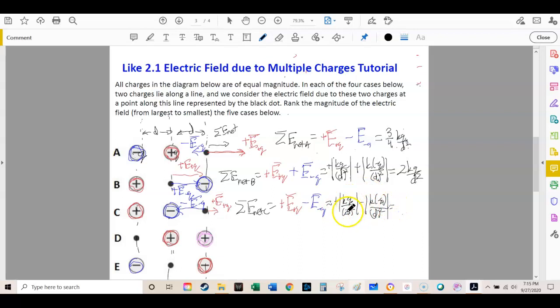And so this is going to turn out to be a positive 1/4 KQ over D squared, and this one is going to be negative KQ over D squared, which is actually going to end up being the opposite of A. It's going to be negative 3/4 KQ over D squared.